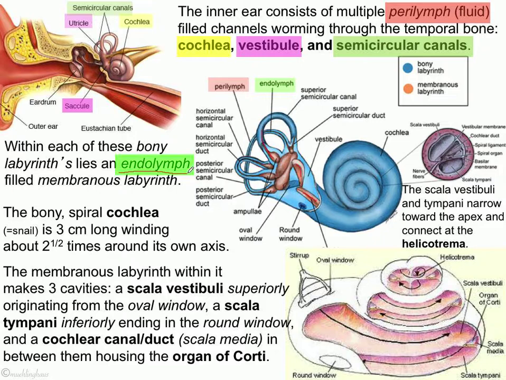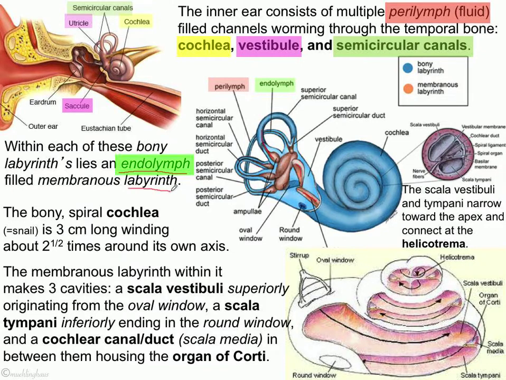So we got a bony thing. The carved out bone has fluid in it. And then inside that bony thing, we got small little bags that carry another fluid called endolymph. They call the bony part the bony labyrinth, and the membranes, the membranous labyrinth.